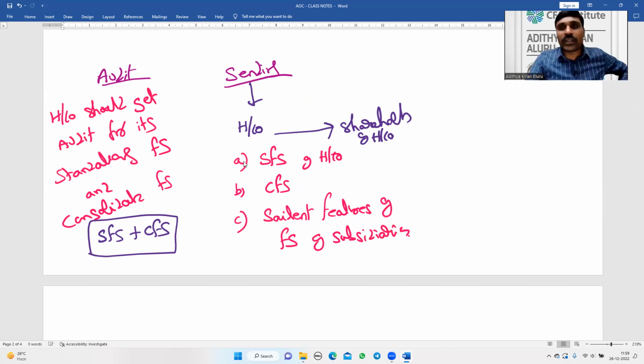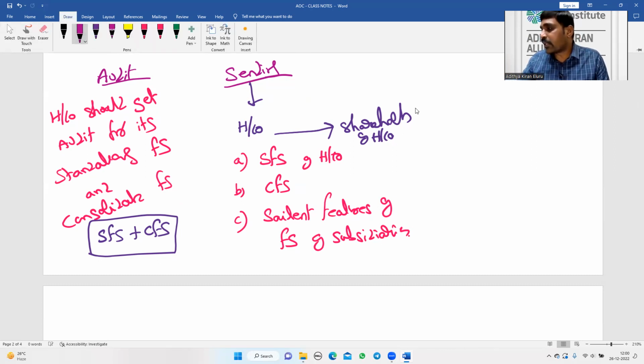So what are the documents which should be sent by the holding company to the shareholders of the holding company? 3 documents: standalone financial statements completely, consolidated financial statements completely, and salient features of financial statements of subsidiaries. That is sending.